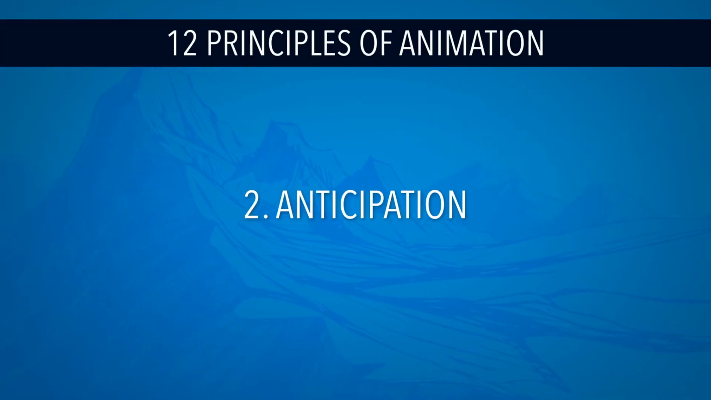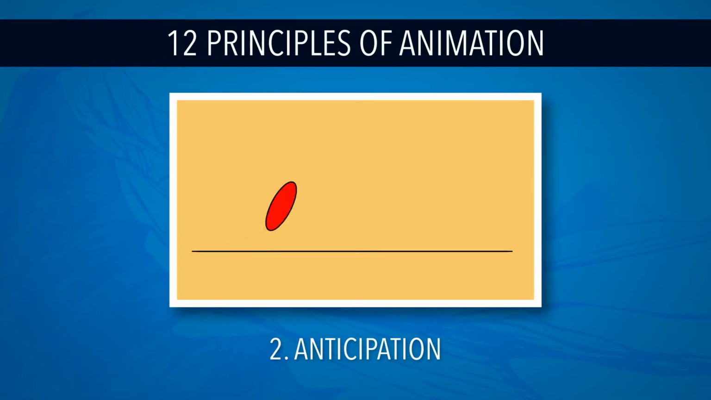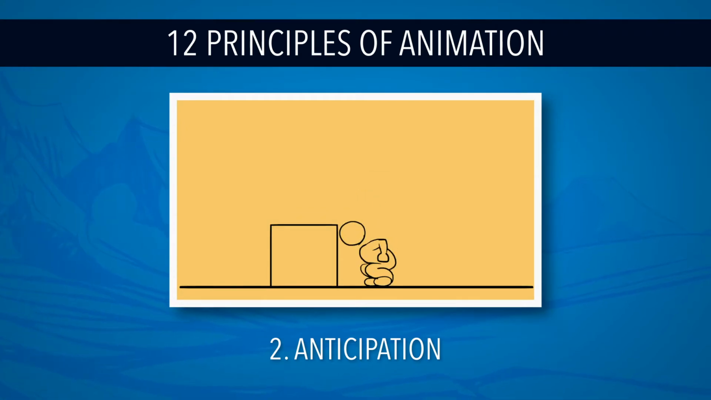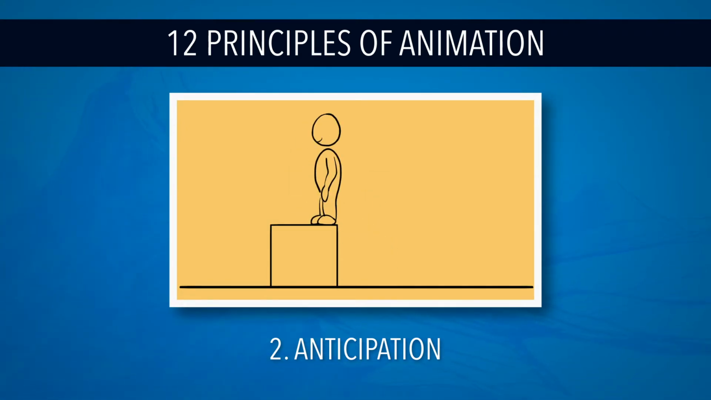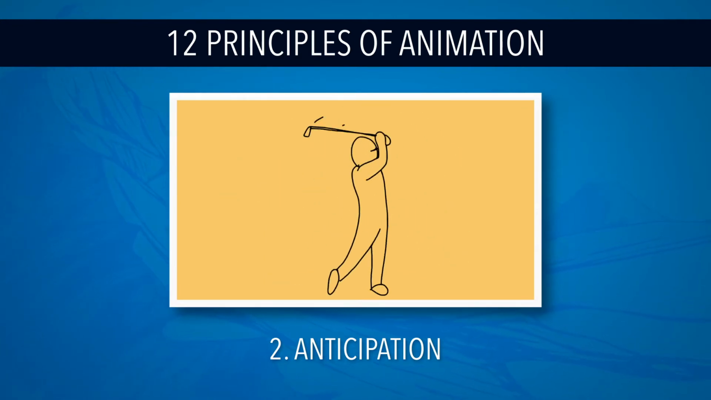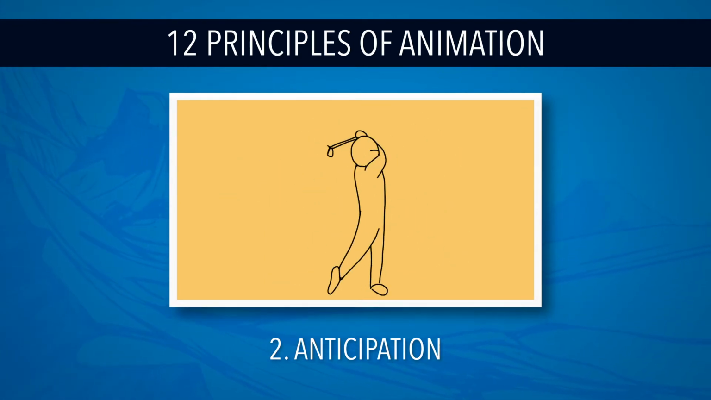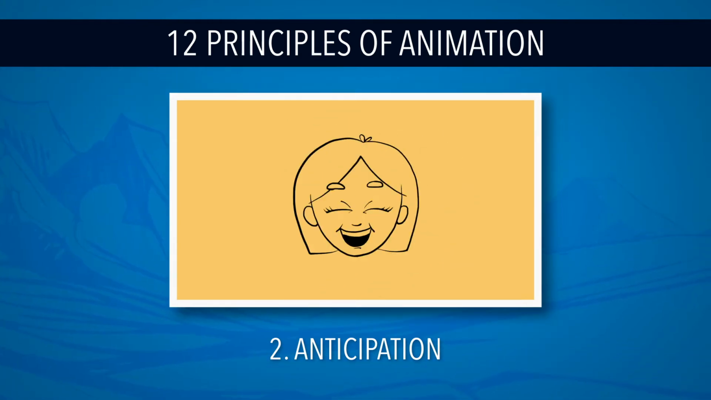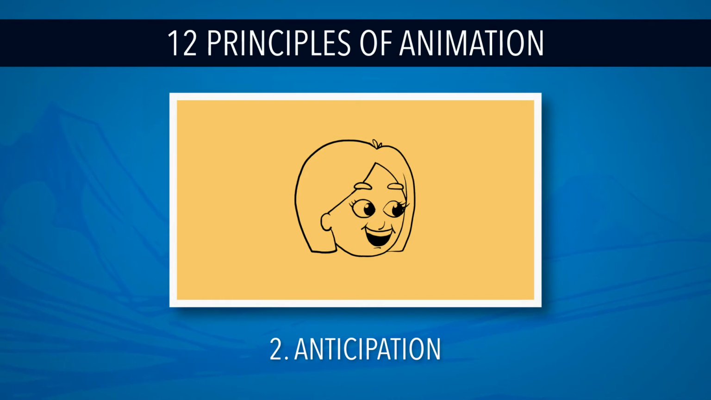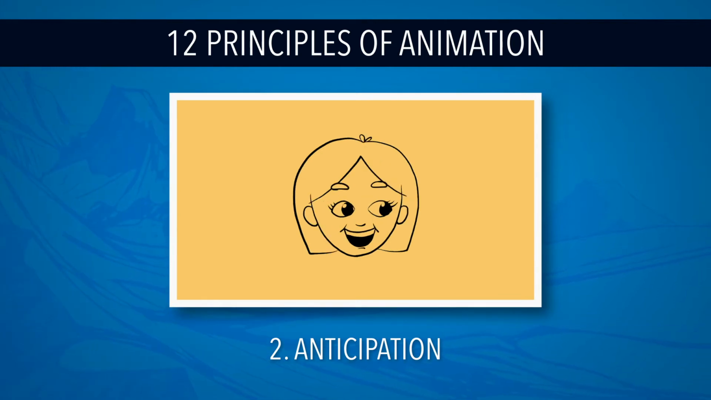Number two, anticipation. Anticipation is used to prepare the audience for an action and to make the action appear more realistic. For example, when you jump up, you have to bend down first, build up energy, and then jump up. Or a golfer making a swing has to swing the club back first before he can go forward. The technique can also be used for less physical actions, such as a character looking off screen to anticipate someone's arrival, or turning his eyes first in anticipation of turning the head to look at something.